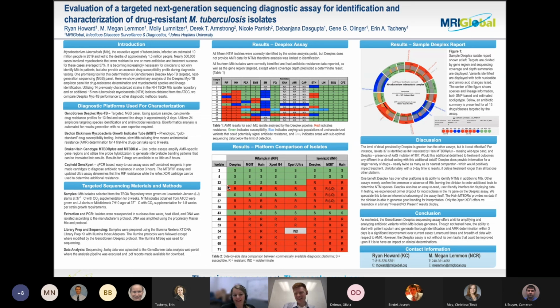That depends on how fast you want data, how much data you want. I think it really just depends on what your application is. If you want a quick and dirty, does this patient have tuberculosis and is it susceptible to rifampicin? The GeneXpert is definitely the way to go. Cost effective and quick and easy.